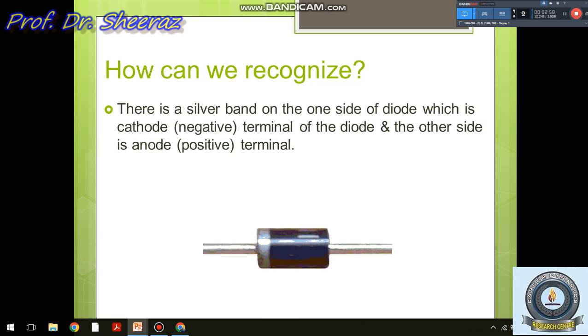How can we recognize it? As I have told you, there is a silver band on one side of the diode, which is the cathode or negative terminal of the diode, and the other side is the positive or anode side.